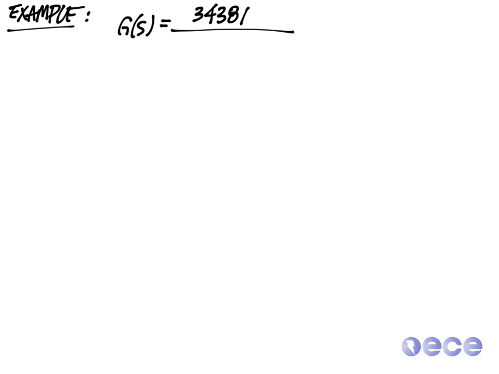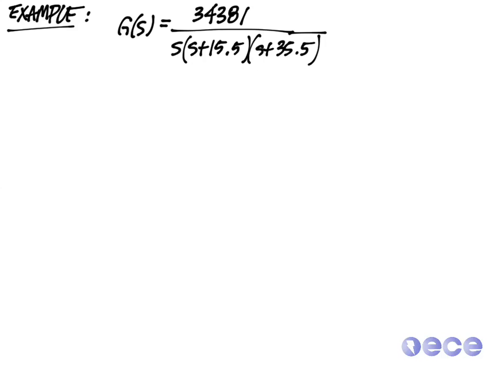Let's look at an example design using Bode. So let's say we have a transfer function for our plant, G(s). G(s) has a pretty big gain, 343,881, over s times (s + 15.5) times (s + 35.5).